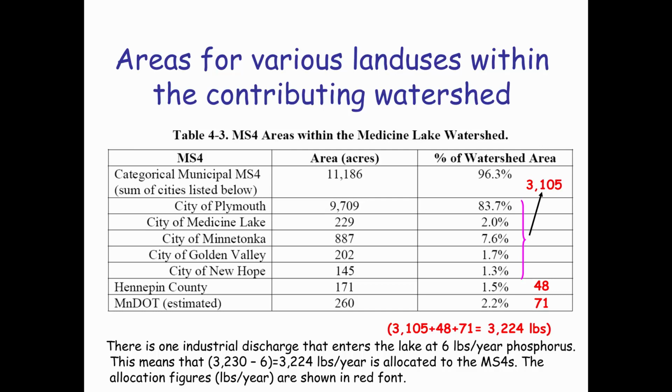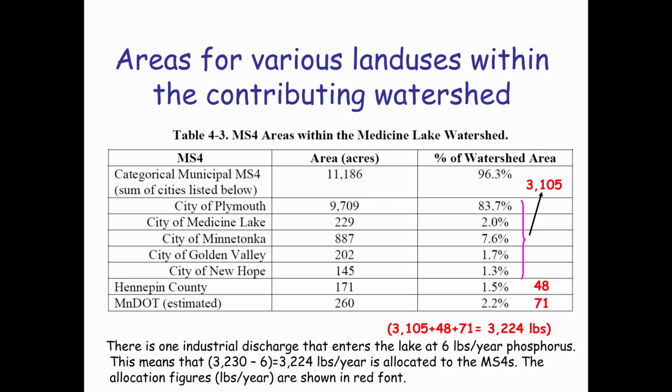Hennepin County has some responsibility, about 171 acres. MnDOT has 260 acres represented. So if we take the total load that's going to be allowed, it was really 3,230 pounds. 3,105 would be the responsibility of the municipalities that are shown there, the MS4s that are shown. 48 pounds per year would be the responsibility of Hennepin County, and then MnDOT would be responsible for 71.